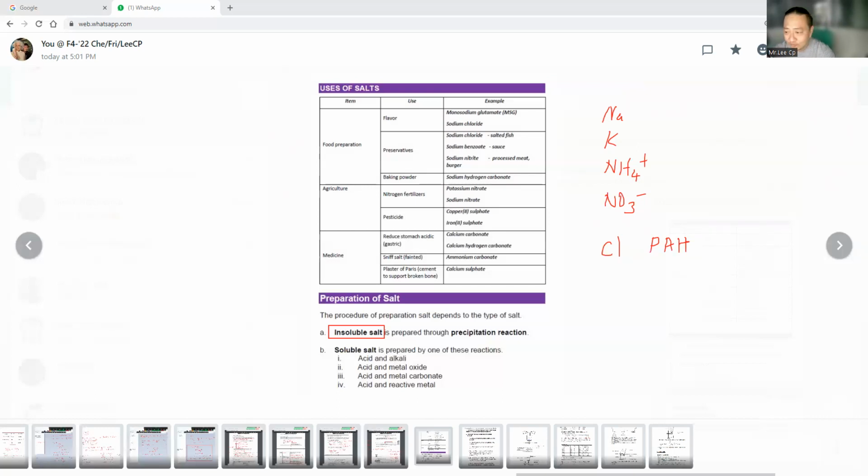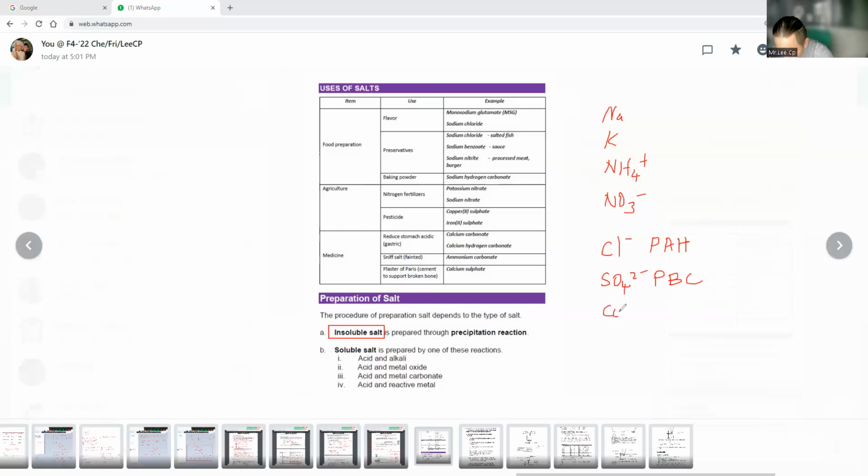So all SO4 2 minus are also soluble, except, what is that? Still got P: Pb, Ba, Ca, yes. Pb is lead, not potassium. Ba is barium, Ca is calcium, all right?